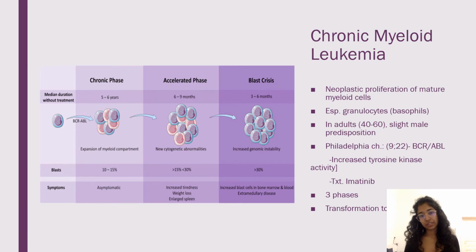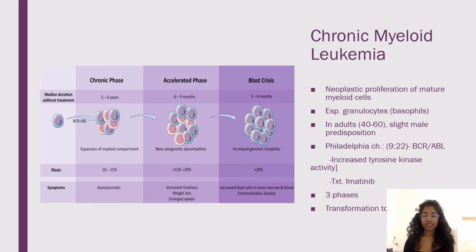Generally speaking, CML can be divided into three phases. You have the chronic phase, the accelerated phase, and the blast crisis or the transformation phase. So first is the chronic phase; these stages are characterized by the size of the spleen. In the case of the chronic phase, you'll have an enlarged spleen, but it is stable. And in this case, you'll have the presence of either non-specific symptoms such as weight loss, fever, sweats, weakness, etc., or you'll more often have it being asymptomatic.